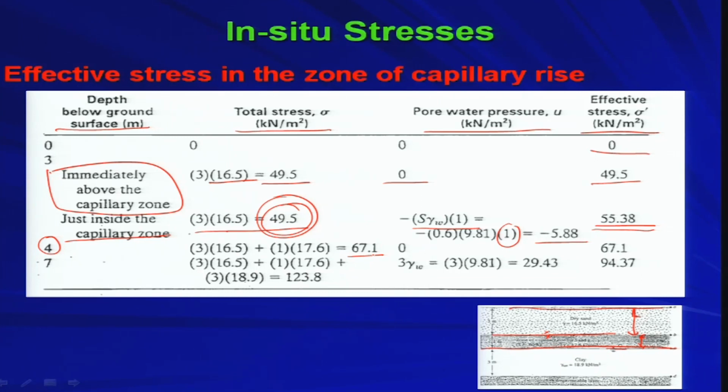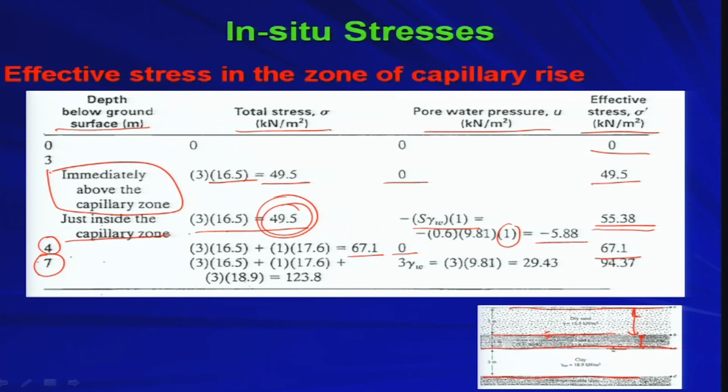Now, what is the pore water pressure? Pore water pressure is 0, because that is the free surface of water. At that time it will be exposed to the atmospheric pressure. So, the pore water pressure is 0. Now, if the pore water pressure is 0 and the total stress is 67.1, then effective stress will be simply 67.1, right.